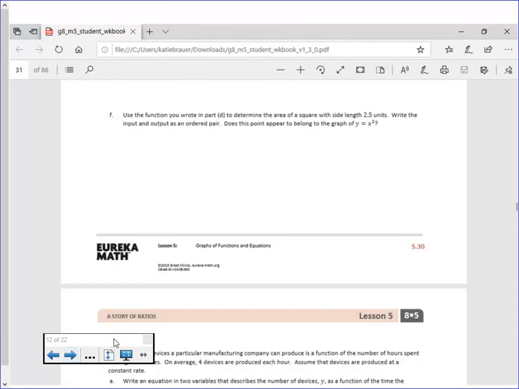Okay, use the function you wrote. So we have area equals side squared. That was the equation that we're using. And it says determine the area of a square with a side length of 2.5. So you're going to say A equals 2.5 squared.